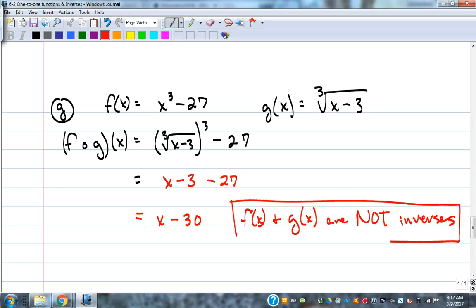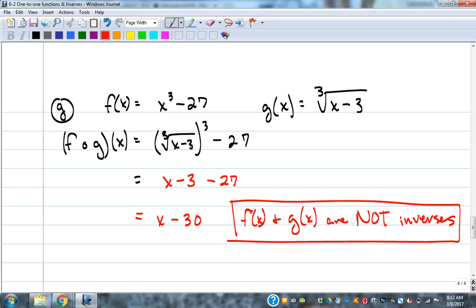Yeah. If it fails in one direction, that means it fails completely. But if it's right when you do it the first direction, you've got to turn around and do it the other direction. It would always be just x. Yes, if they're inverses, it will work out to be just plain x.